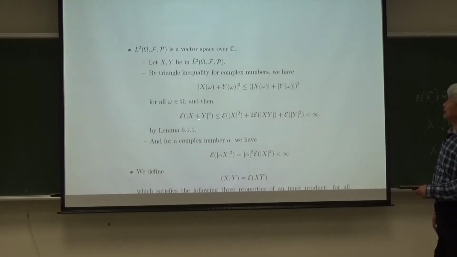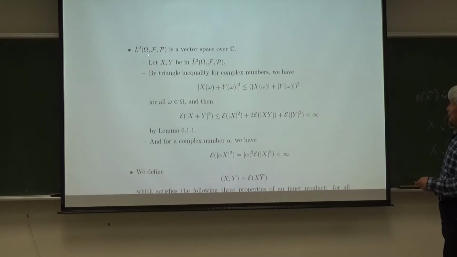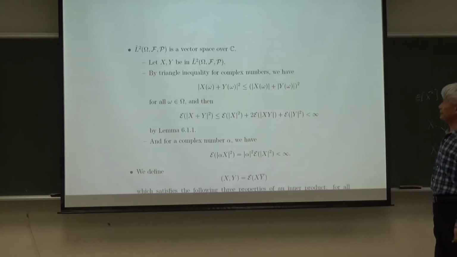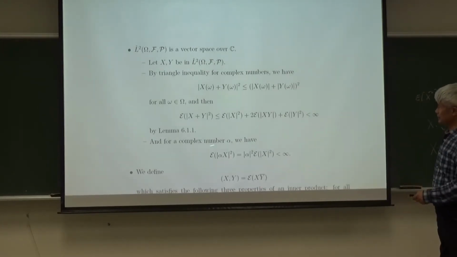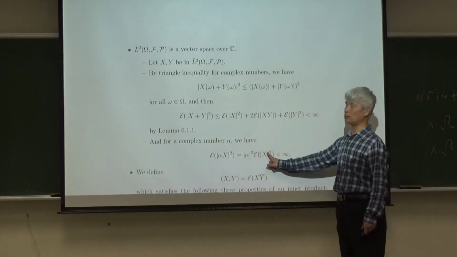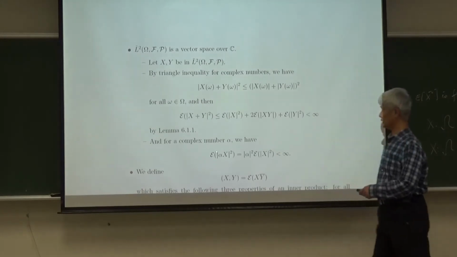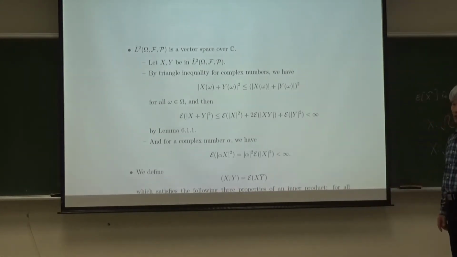So this proves that x plus y is also in L2. So it's closed under vector addition, meaning the addition of random variables. And also, for any complex number alpha, we have this quantity, which of course is also finite. So this set is closed under scalar multiplication. With these two, we know that the L2 space is indeed a vector space.